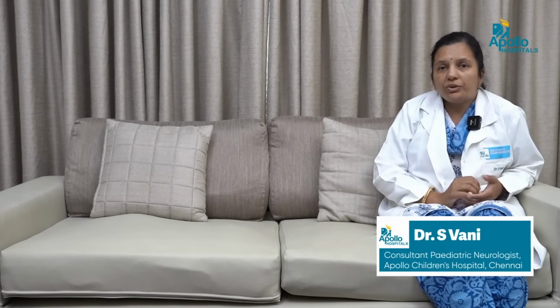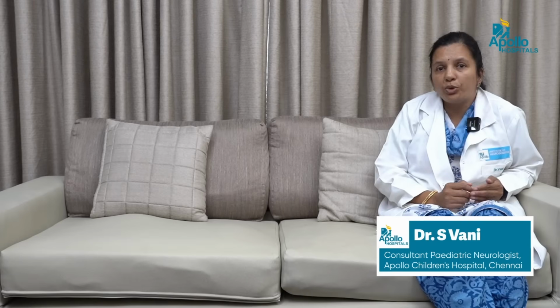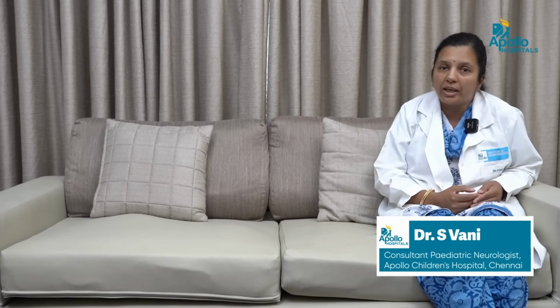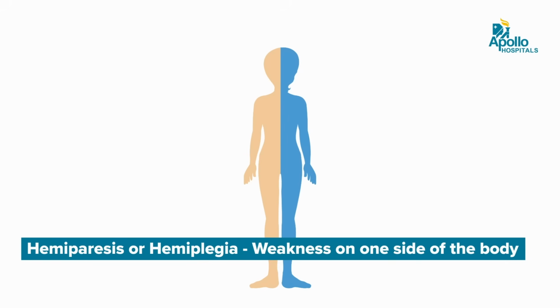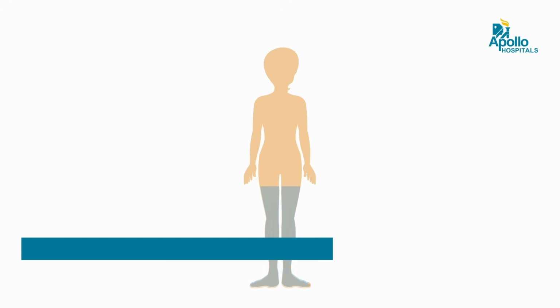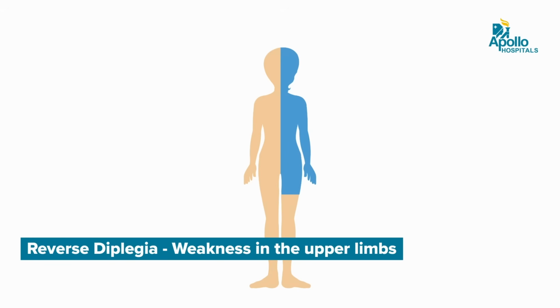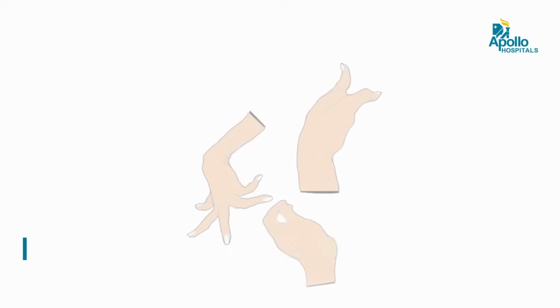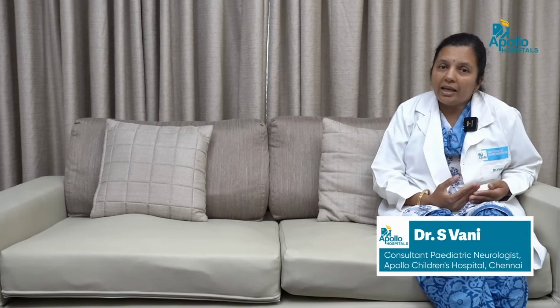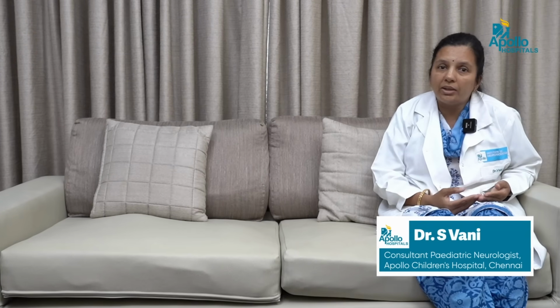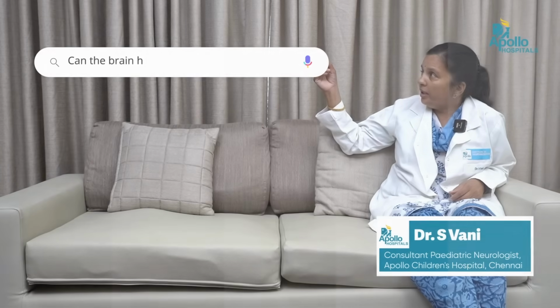What are the types of cerebral palsy? So, cerebral palsy has different types. The way we classify the types is purely based on a clinical fashion, so how the child presents to us. It could be the child has a weakness on one side of the body, in which case we call it a hemiparesis or a hemiplegia. It could be a weakness with only the lower limbs involved, in which case we call it diplegia. In some cases, it could be just the upper limbs involved, wherein we call it the reverse diplegia. There are some conditions where the child might have just tone disturbance, as in a dystonia, so it is called a dystonic cerebral palsy. These types of cerebral palsy are based on how the clinical presentation varies from one child to the other.